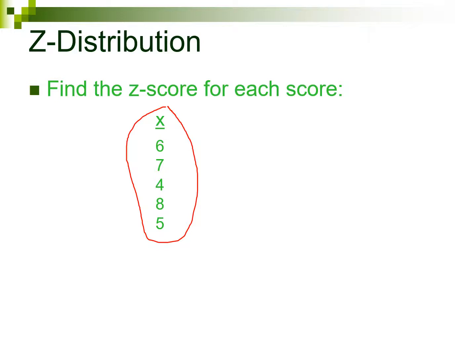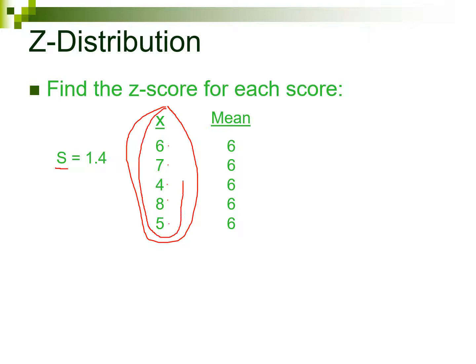Well, what information do you need to calculate a z-score? From the formula, you need the raw score, you need the sample mean, and you need the sample standard deviation. So we could fairly easily calculate the mean of this distribution. We would do 6 plus 7 plus 4 plus 8 plus 5. We would divide that by 6, and we would get that the mean of the distribution is 6. We could also fairly easily calculate the standard deviation of this distribution of scores here.